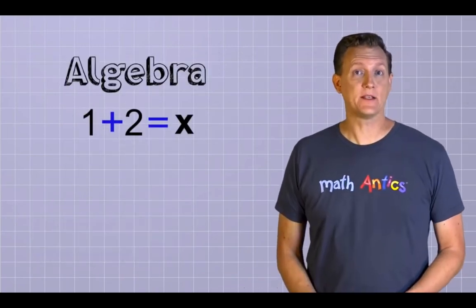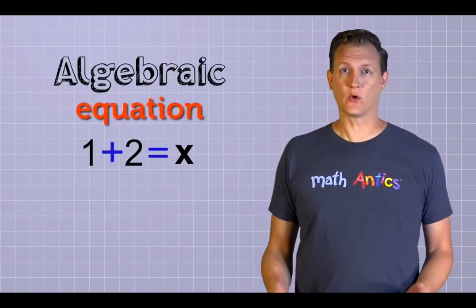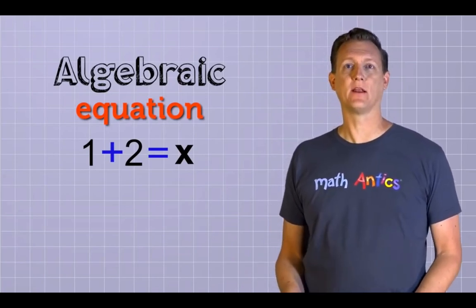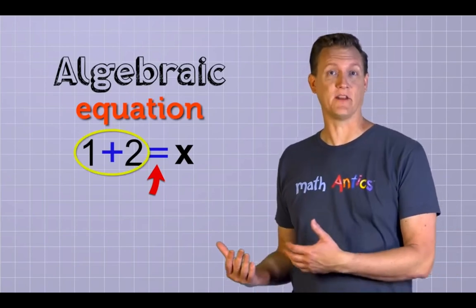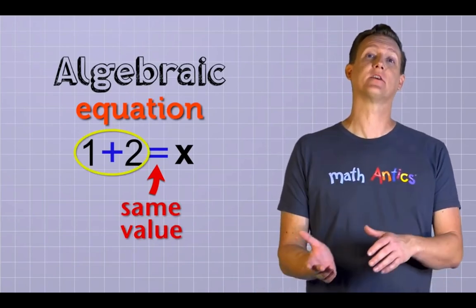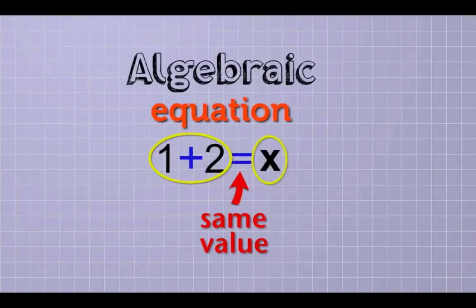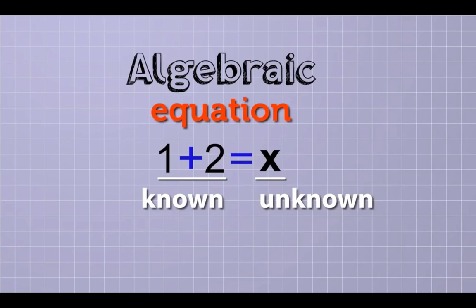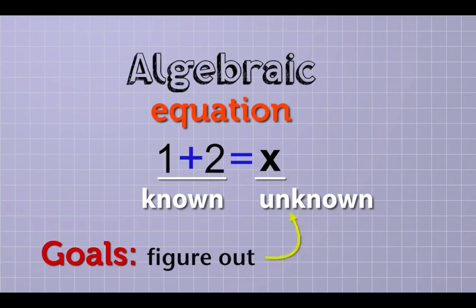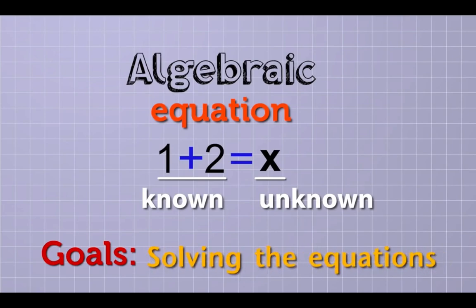Here is a very basic algebraic equation. An equation is just a mathematical statement that 2 things are equal. An equation says the things on this side of the equal sign have the same value as the things on the other side of the equal sign. In this case, our equation's telling us that the known values on this side, 1 plus 2, are equal to what's on the other side, which happens to be the unknown value that we're calling X. One of the main goals in algebra is to figure out what the unknown values in equations are. And when you do that, it's called solving the equations.